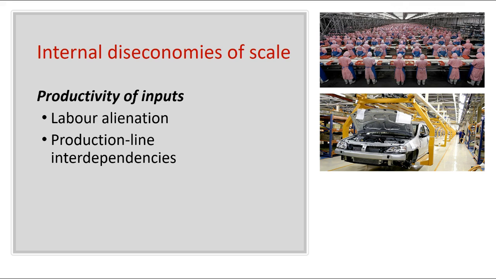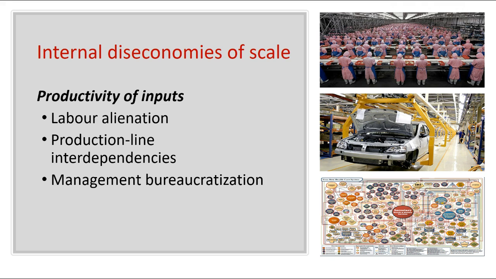Now, it means that as the firm becomes larger, the production line interdependencies become larger, so the probability of a problem arising at any given point increases, and therefore the chances of production slowing down for some period of time increases as well. So average costs can go up for that reason.